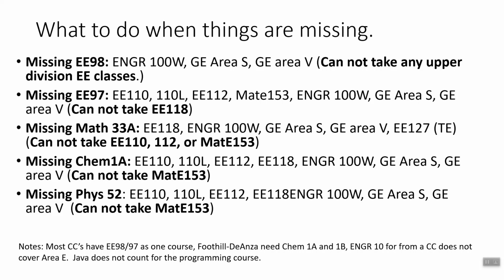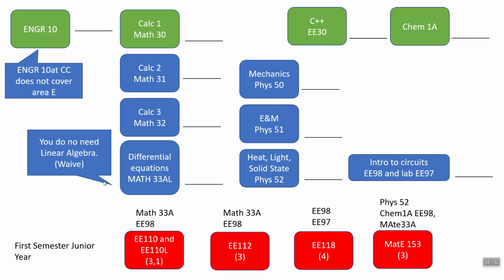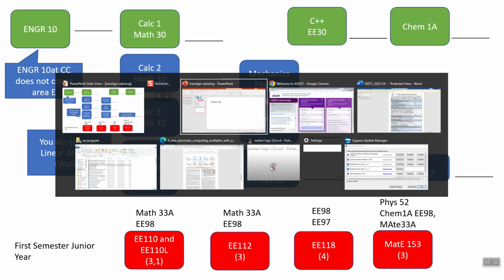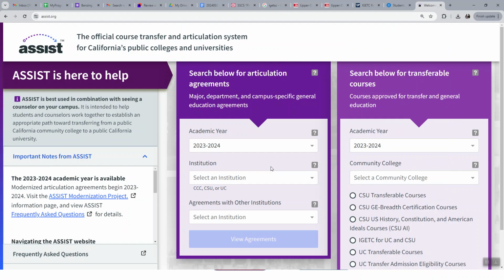All right. Now, are all these numbers like gobbledygook because your numbers are different at your community college? That's okay. You probably know all about assist.org, but if you don't, we'll just have a quick review.